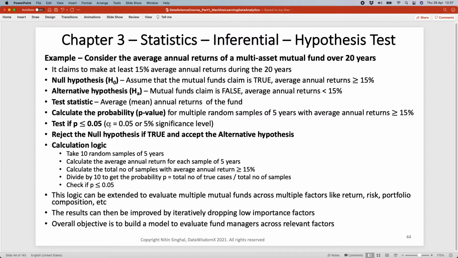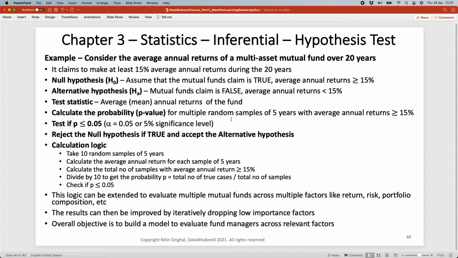And then you can test your p-value against a significance level of 5%. So p should be less than or equal to 0.05 to reject the null hypothesis. And if this condition is true, then you reject the null hypothesis and accept the alternative hypothesis, which means that the fund's claim is false, and that in fact the average annual returns are less than 15%. So hopefully this helps you understand the concept of hypothesis testing.